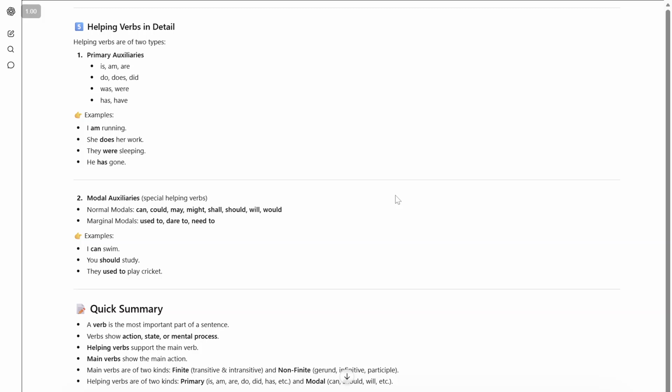Two, modal auxiliaries, special helping verbs. Normal modals: can, could, may, might, shall, should, will, would. Marginal modals: used to, dare to, need to. Examples: I can swim. You should study. They used to play cricket.